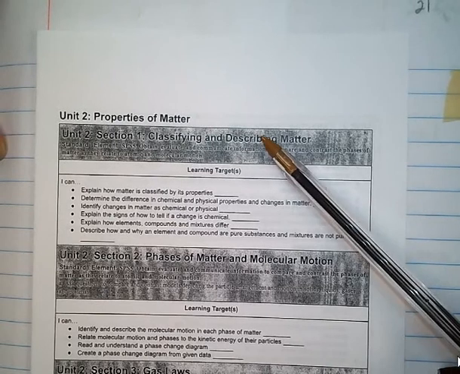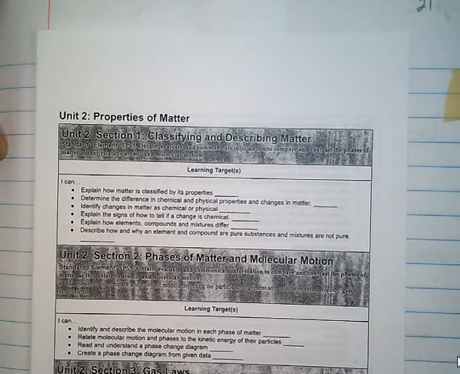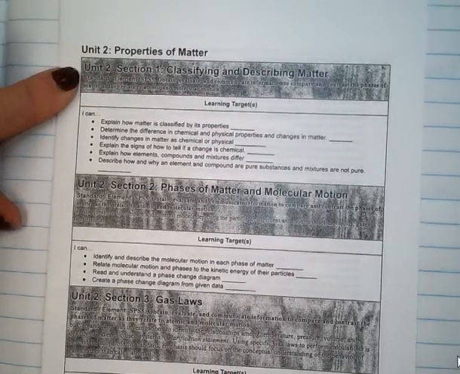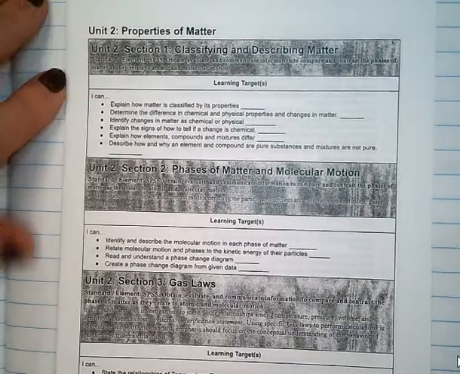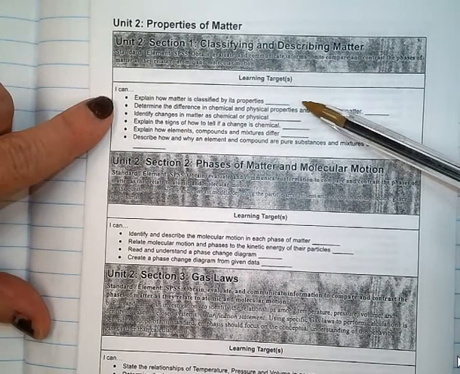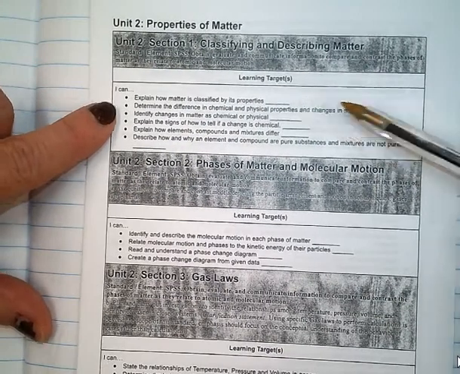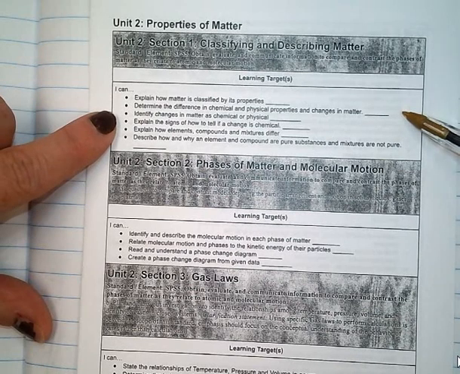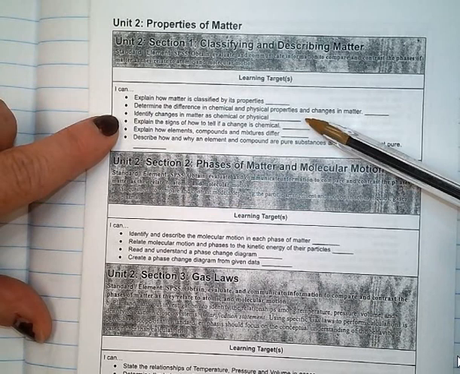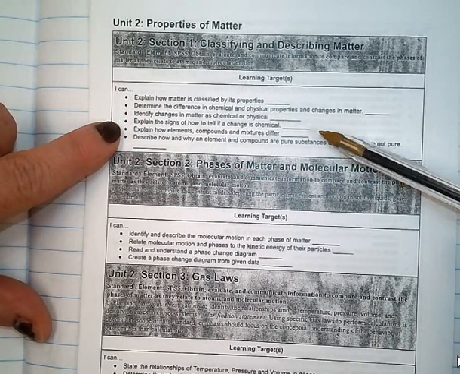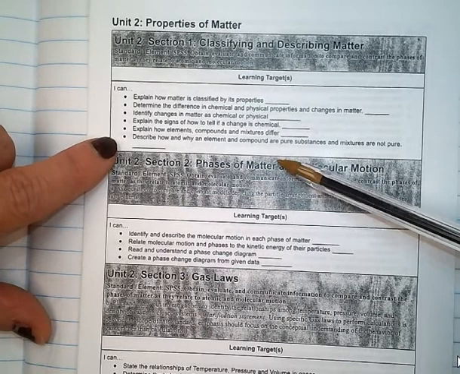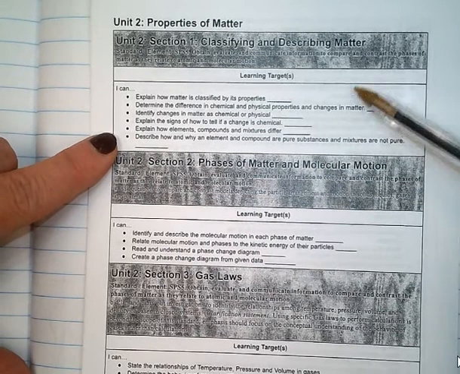For Unit 2, you should have this Properties of Matter sheet. These are the standards that are in there, and then all these I can statements. So you should be able to do all of these things. Can you explain how matter is classified by its properties? Can you determine the difference in physical and chemical properties and changes? Can you identify the matter as chemical or physical? Can you explain the signs of how to tell if there's been a chemical change? So on and so forth. So you can go down those lists and think about how well you can do each one of those things.